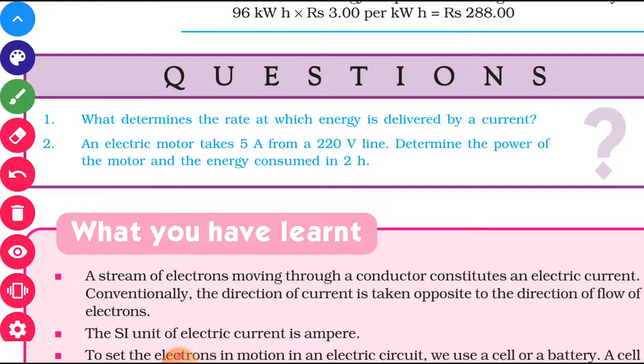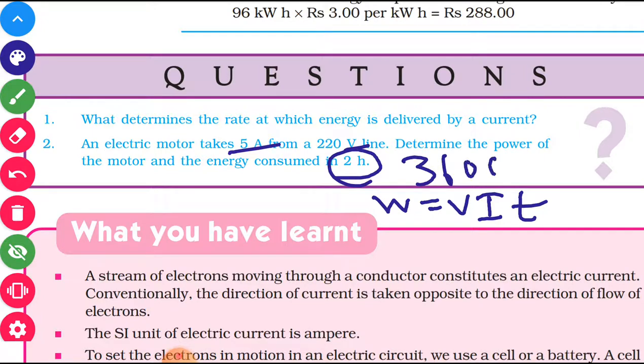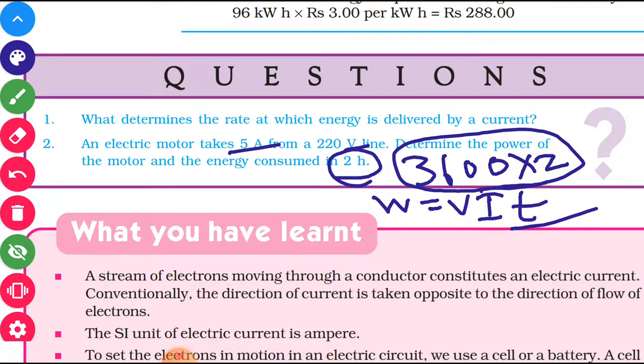Okay, energy consumed is nothing but VIT, you can write the formula. Okay, energy consumed W is equal to VIT. Voltage is there, current is there, time 2 hour means 3600 multiplied by 2, that is 7200 seconds you have to write, and you will get the answer.